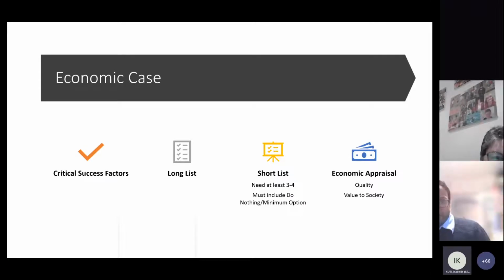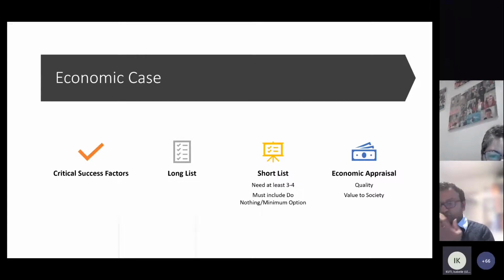Now, depending on what kind of business case it is, you either have a long list, which then goes down to a short list, but realistically you need at least 4 different options. Sometimes it's very hard to think of other options, but you must have a do nothing or a minimum viable option as one of the options. Then think about what if your preferred option wasn't available? What would be your next best option? How could you achieve what you want to achieve in another way? It's worth looking at that to come up with your short list.